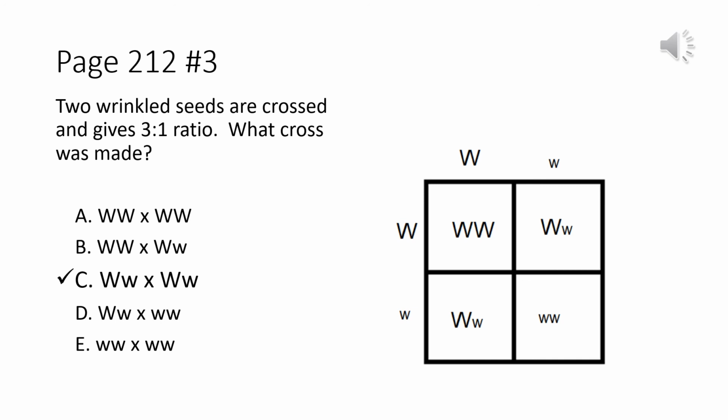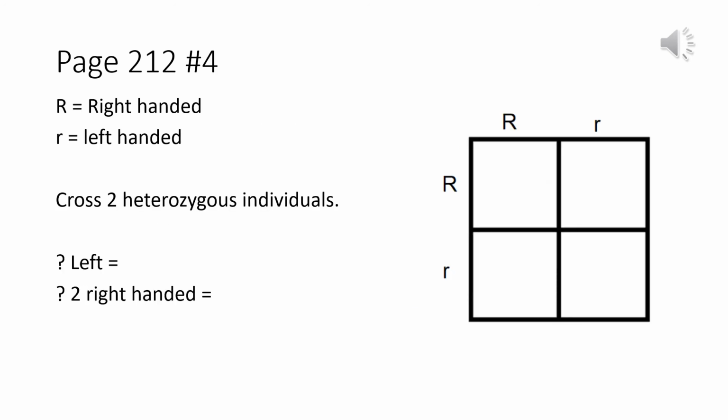Question number 4. Right-handed is dominant to left-handed. If you cross two heterozygous individuals, what's the probability of getting a left-handed child? You might have to write your genotypes out. Right-handed is dominant, so we'll be using big R's for right-handed and little r's for left-handed. We're going to be crossing two heterozygous individuals. So what genotypes are we crossing? Big R, little r to big R, little r. So fill out your Punnett square, and then we can talk about what's the probability of getting a left-handed child.